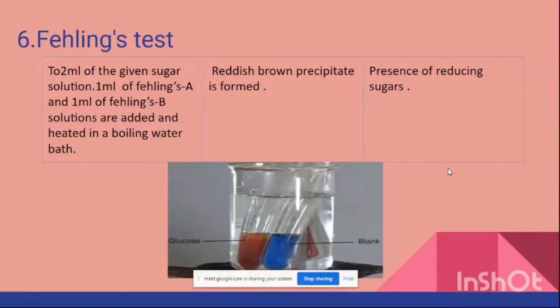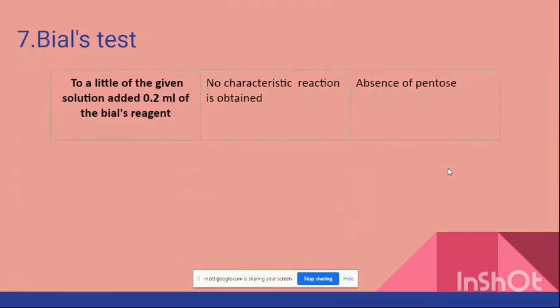So Fehling's test. To 2 ml of the given sugar solution, 1 ml of Fehling's A and 1 ml of Fehling's B solution are added, and they are heated in a boiling water bath. If a reddish brown precipitate is formed, then that shows the presence of the reducing sugar. So Barfoed's test. To a given solution, add 2 ml of the reagent and heat in a boiling water bath. No characteristic reaction is observed. That shows the absence of pentose. That is, the known carbohydrate that we are analyzing, that is glucose, is not a pentose.